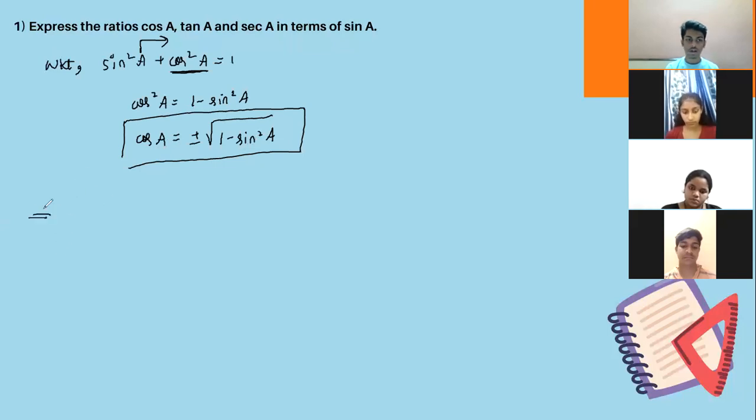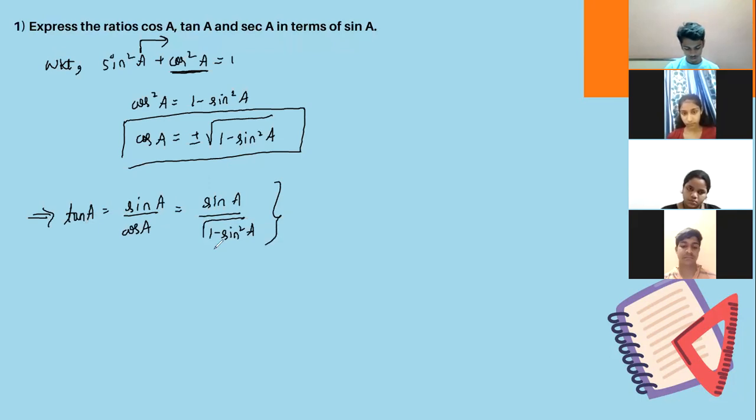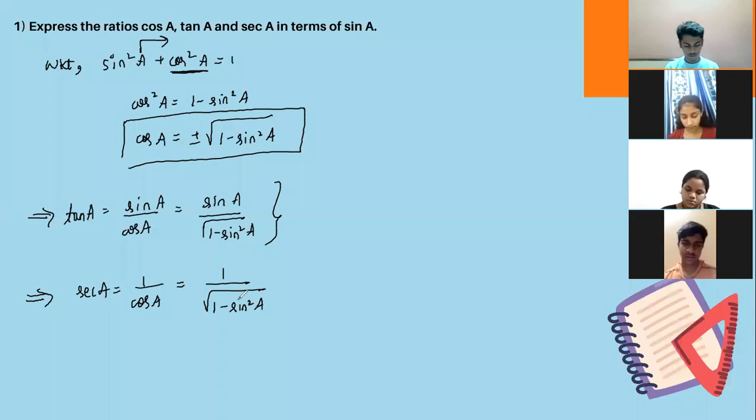Next we have tan. We know that tan A is nothing but sine A by cos A. So sine A is retained as it is, and in place of cos, I'll write the square root of 1 minus sine square A. So tan A is represented as sine A by square root of 1 minus sine square A. Lastly, you have secant A. Secant is 1 by cos, so 1 by cos A is 1 by square root of 1 minus sine square A. This way we can represent cos, tan, and secant in terms of sine.